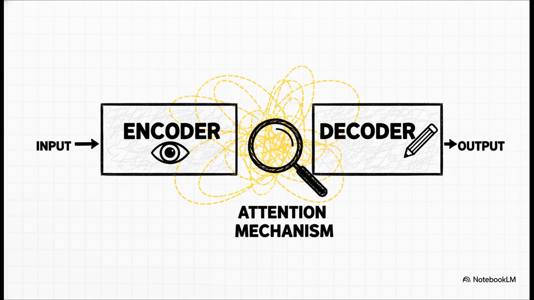So in a sentence like, the robot picked up the ball because it was heavy, attention helps the model know that it refers to the ball, not the robot. It just gets those relationships no matter how far apart the words are.